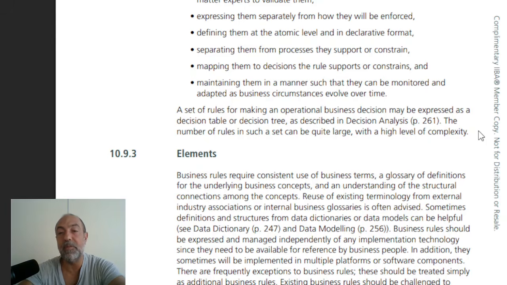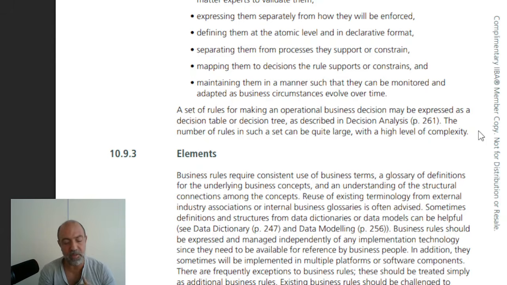So: expressing them separately from how they will be enforced, defining them at an atomic level and declarative format, separating them from processes they support or constrain, mapping them to decisions the rule supports or constrains. Right, what exactly we're doing is labeling the rule, explaining the rule, pointing out where it functions. Expressing them separately, because every rule is different. Defining them at the atomic level, being very, very detailed about them. Separating them from processes, isolating them alone so that we can connect them.